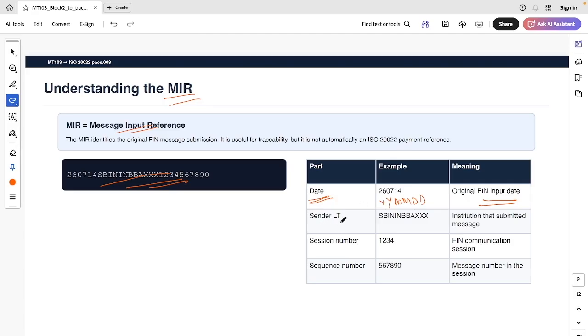Then the next portion is the sender's logical address. This identifies the institution and the logical terminal. You can see this A as a logical terminal here, the logical terminal that originally submitted the message into FIN.